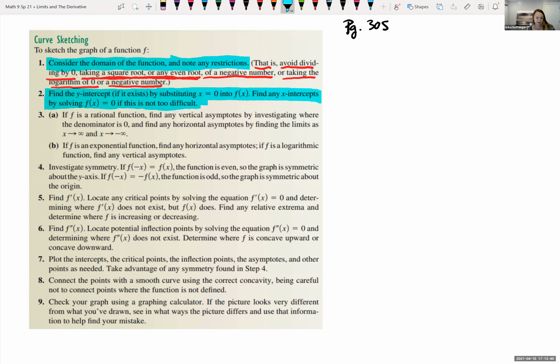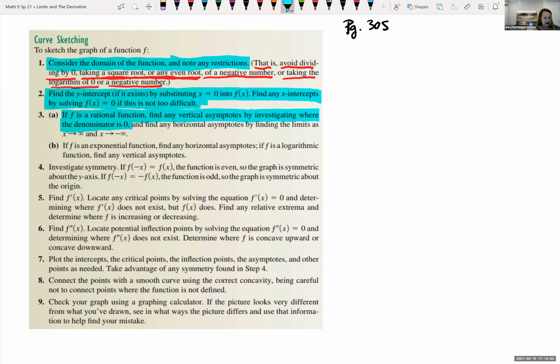Step 3, it depends. If you have a rational function, then remember we looked at vertical asymptotes. So find your vertical asymptotes, if there are any. Recall that was where the denominator was equal to 0, but not also the numerator. So any value that set our denominator equal to 0, but not also our numerator, was a vertical asymptote.